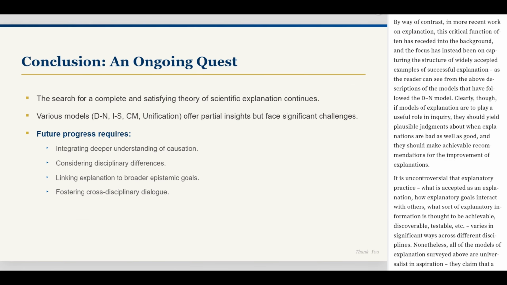And so, our whirlwind tour through the landscape of scientific explanation comes to a close. It's clear that the quest for a perfect theory is far from over. Each model we've examined, from Hempel's deductive nomological blueprint to Salmon's causal mechanical processes, Kitcher's unificationist vision, and the challenges they face, offers valuable insights but also reveals significant gaps. Moving forward, the path seems to lie in deeper integration, tackling causation head-on, acknowledging the unique flavors of explanation across disciplines, and fostering that crucial dialogue between different areas of philosophical inquiry. The search continues.